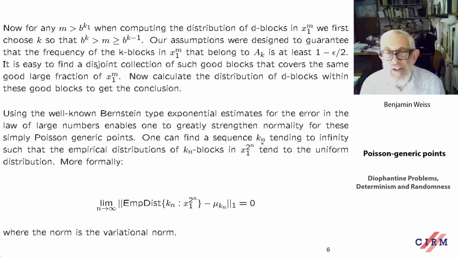You can find a sequence tending to infinity, so that the distribution of k_n blocks in x_1, this should be not 2 to the n, but b to the n, if we're doing... here I suddenly dropped back to just 2 digits. The uniform distribution, and here we deal with the variational norm. This is a refinement. The clock is running, I see, and I do have some more things to say, so I'm going to continue.